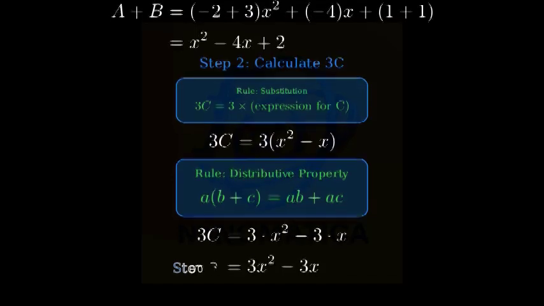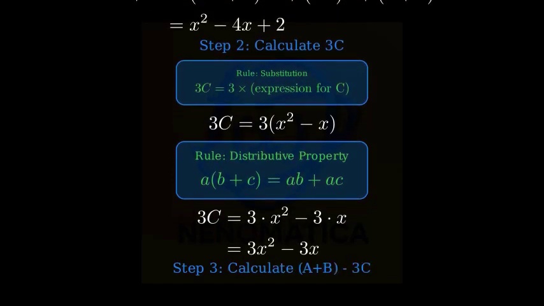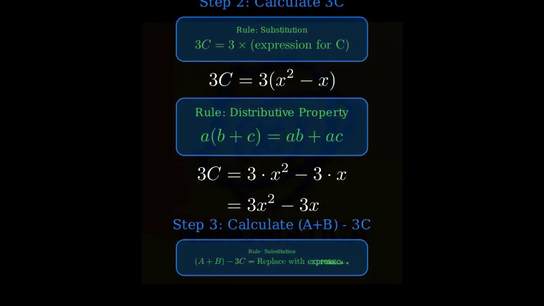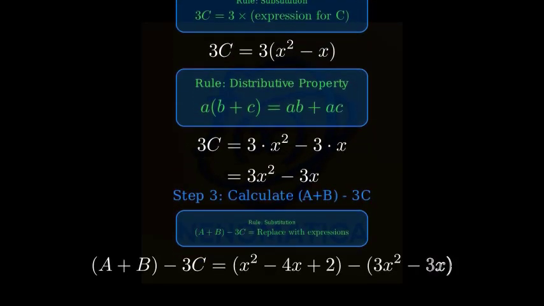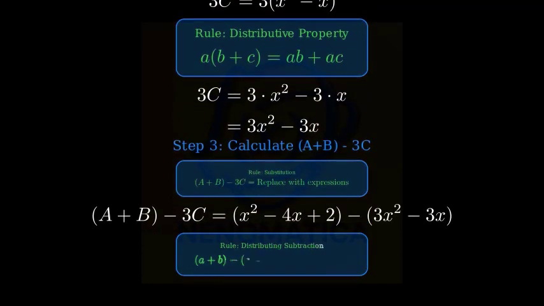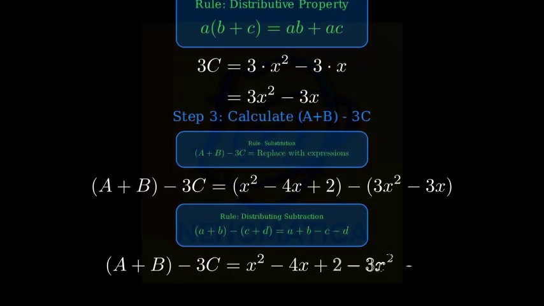Step 3, now we need to subtract 3c from a plus b. We substitute our previous results. A plus b equals x squared minus 4x plus 2, and 3c equals 3x squared minus 3x. Subtracting means we change the signs in the second expression. So we get x squared minus 4x plus 2 minus 3x squared plus 3x.